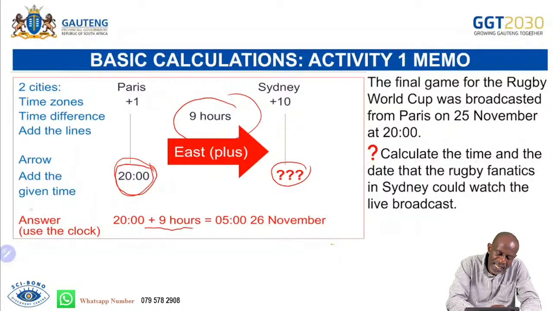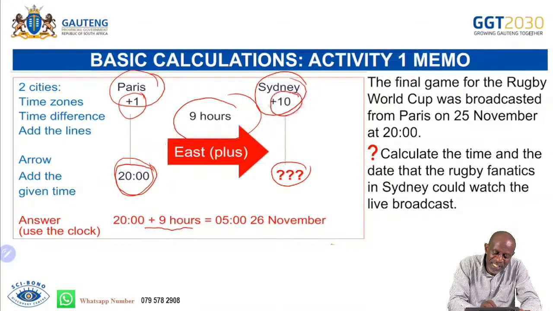For you to get the answer, you are advised to use the clock given on the time zone map. Right. Two cities, time zones, time difference, add the lines, arrow, and add the given times. So this demonstrates what you should do. Two cities are Paris and Sydney. The time zone for Paris is +1, the time zone for Sydney is +10. Time difference is 9 hours. If you subtract 1 from 10, you get 9 hours.